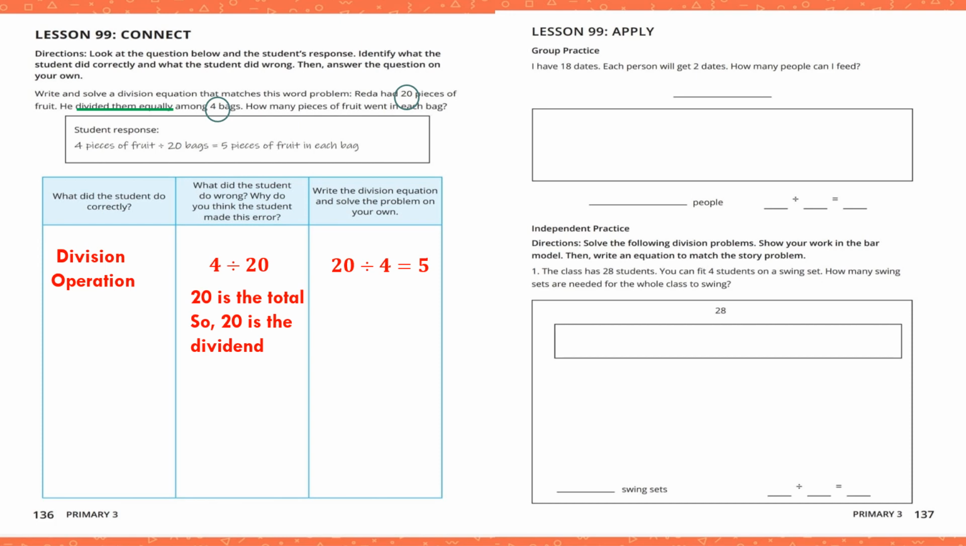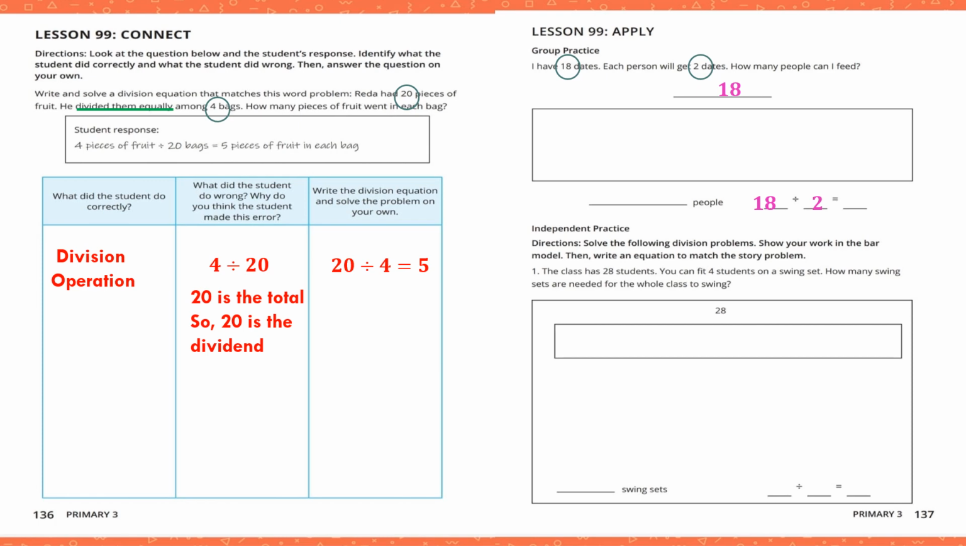The next page. I have 18 dates. Each person will get 2 dates. How many people can I feed? So I have 18 dates and I want to divide them by 2. 18 divided by 2 equals what?